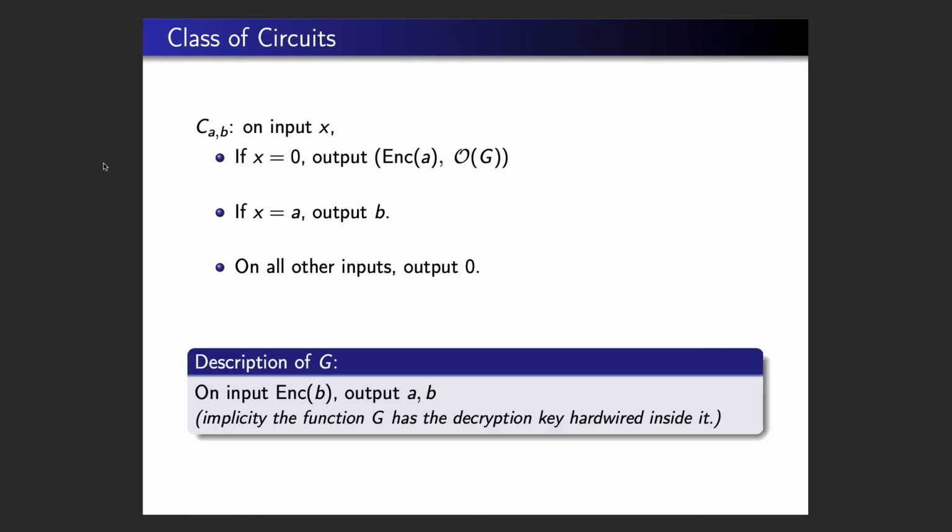So we're going to go back and change the class of circuits. The functionality is as follows. On input 0, it now outputs encryption of A, and it also outputs an obfuscated circuit. This obfuscated circuit is such that it has the decryption key of the homomorphic encryption scheme hardwired inside it. It takes as input encryption of B, and it outputs both A and B.